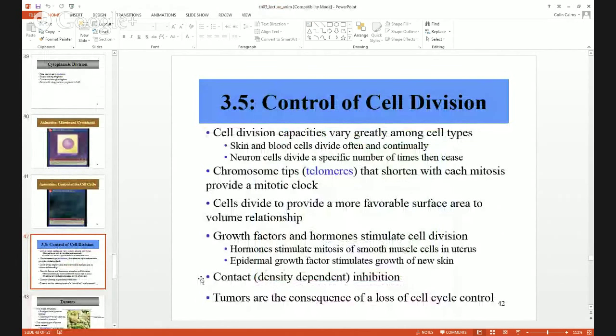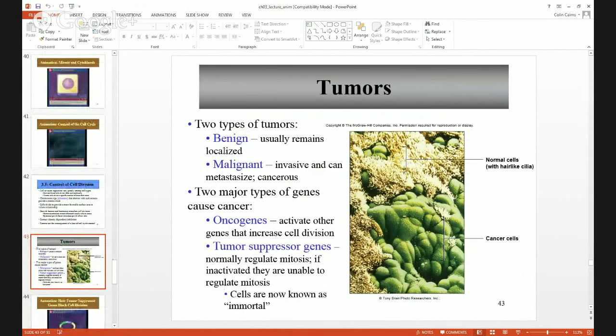I don't think we did too much about control of cell division. Tumors are the obvious consequence of a loss of local cell cycle control. There are two types of tumors, benign and malignant. And that is one of the functions of apoptosis, to regulate the number of cells and prevent tumors from forming.